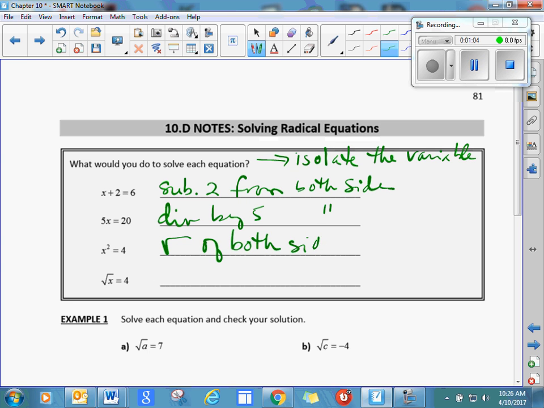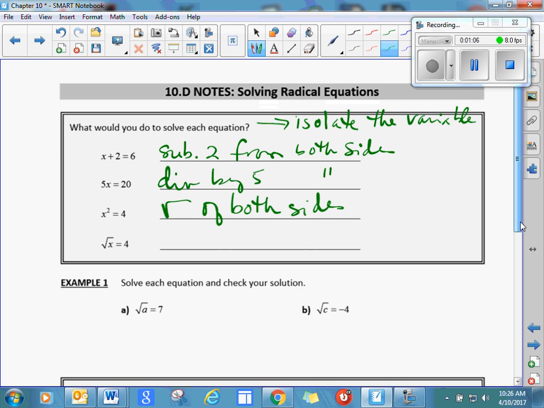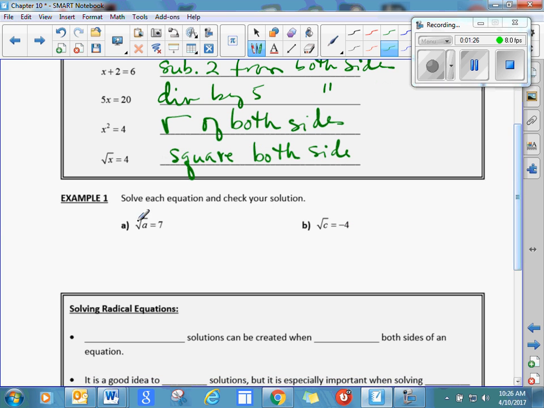And what we're going to do in this unit to get the variable alone, if it is a square root, we are going to square both sides, because we are looking for the variable alone, but not under a square root sign. So when we're solving these equations, he needs to come out of that square root sign. So a couple quick examples right here.